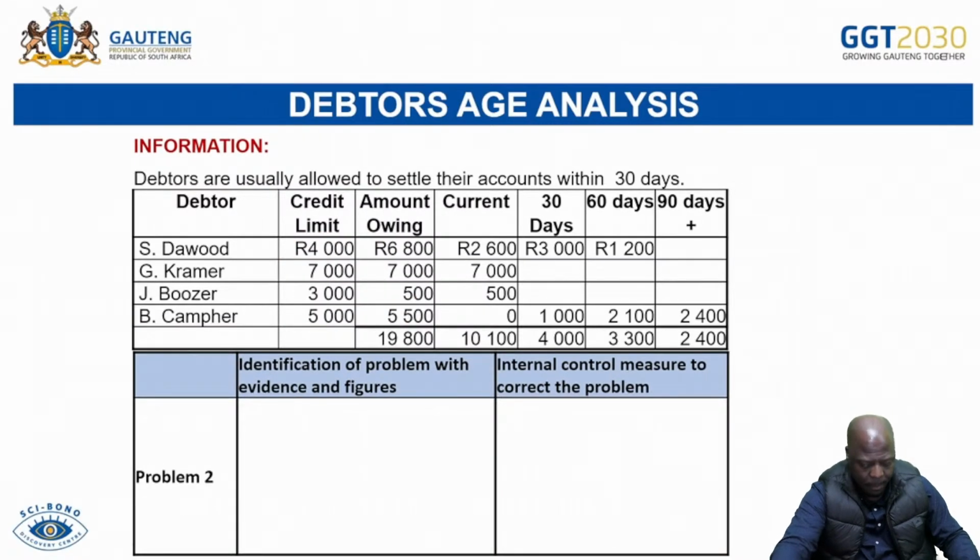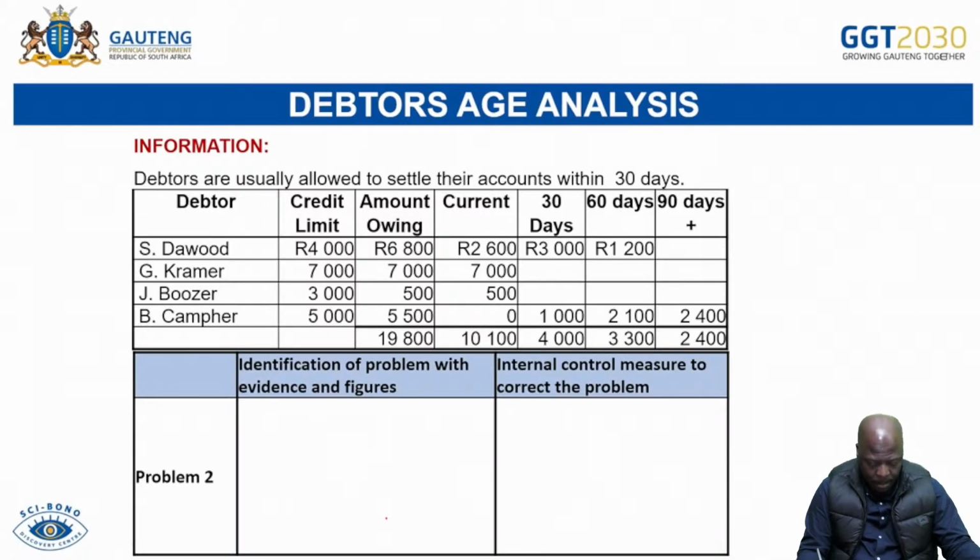Let's go to problem number 2 that we can see here. So we looked at credit limit first, and now secondly, let's look at our credit terms. Our credit terms are 30 days. So we want to see debtors that are not complying to the credit terms of 30 days.